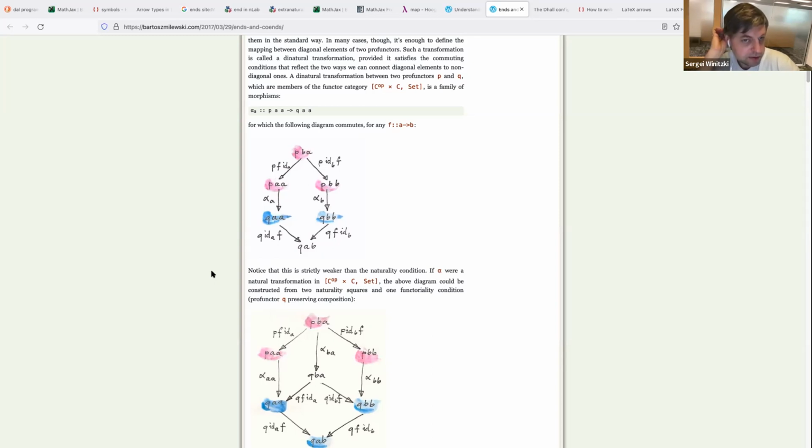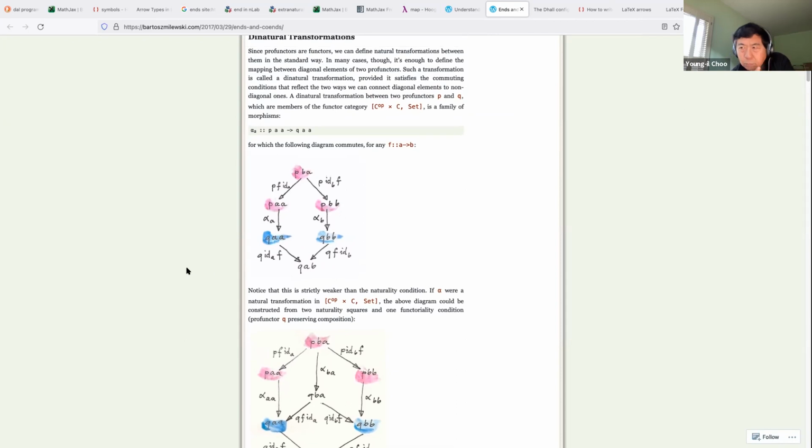But the first hexagon cannot be simplified. And it's a very weird condition, actually, because it's a condition between functions from P B A into Q A B. And that has to be like this. There's no other way you can do it. And that's a pretty weird condition.